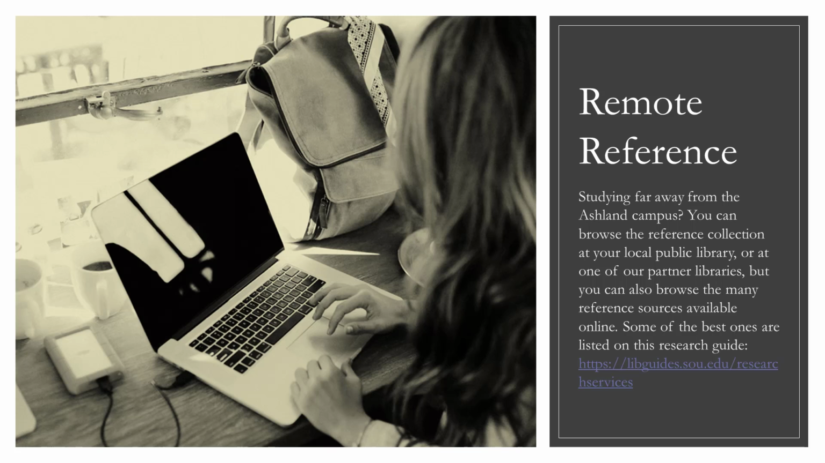If you are studying remotely this term far away from SOU's Ashland campus, you may not be able to come into the library to use our print reference collection. You may find that your local public library has a decent reference collection, and your local public librarian will be glad to show you where it is and how it's organized. SOU's Hannon Library also has partner academic libraries all over the Pacific Northwest. And if you are in Oregon, Washington, or Idaho, there's a good chance you are near one of our partner libraries. You can contact ill@sou.edu for more information about that.